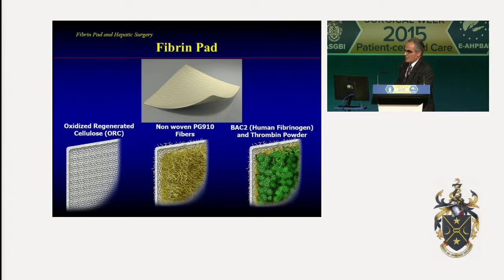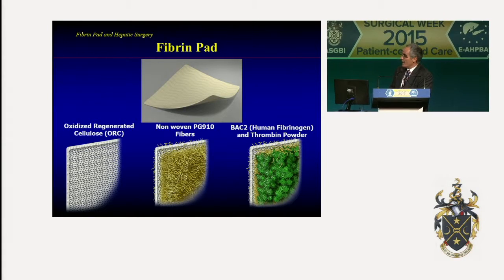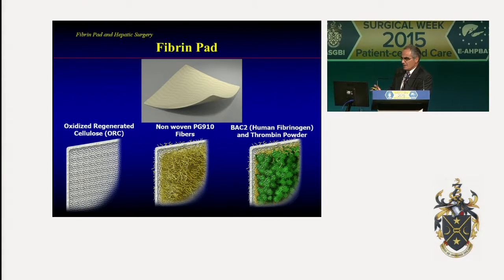Fibrin pad is a new hemostatic product based on oxidised regenerative cellulose with Vicryl fibres placed into one side to increase the surface area, and human fibrinogen and thrombin bound to those fibres. The pad is applied to a bleeding point in the operative field with subsequent activation of the coagulation factors and adherence of the pad to the bleeding.